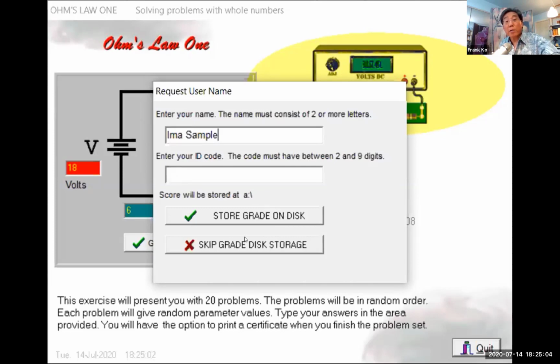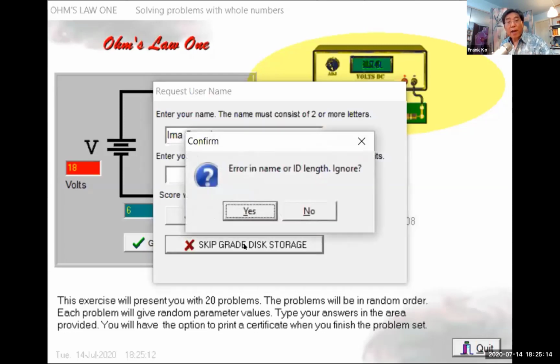So is everybody clear? You type in your name. You don't need an ID code. You don't have to store grade onto disk. You want to skip the grade disk storage, hit the red X, and error in name length. What do you mean error in name length? There's no error. But everybody see my certificate?